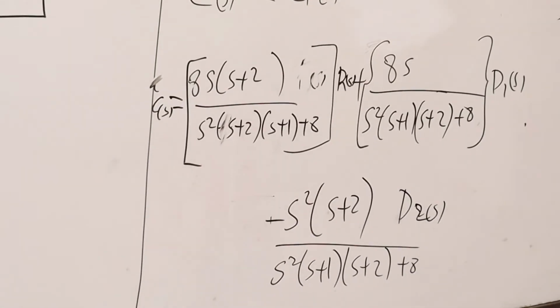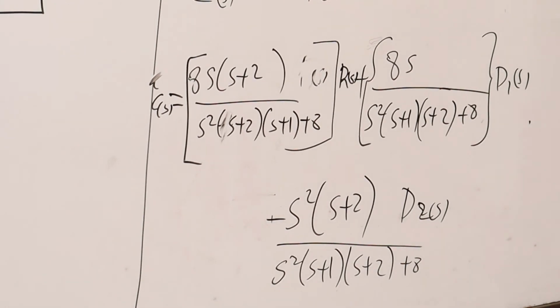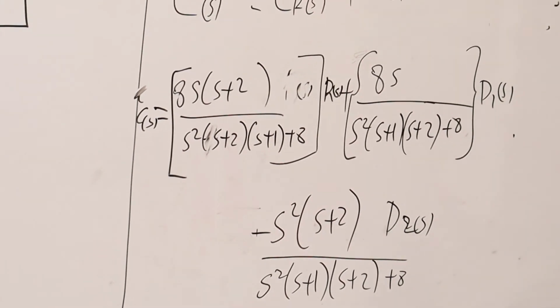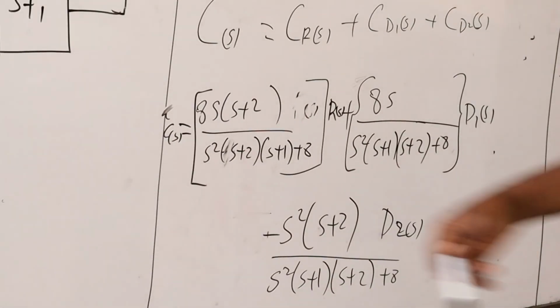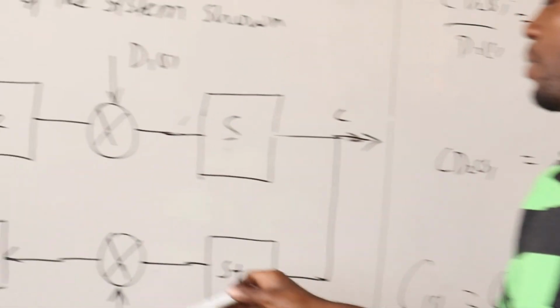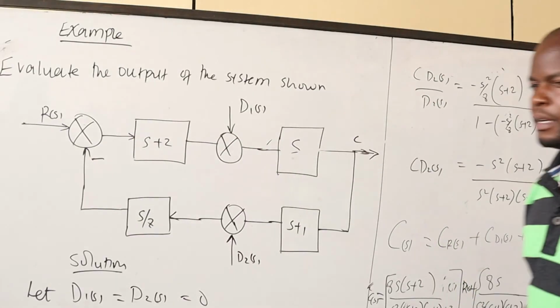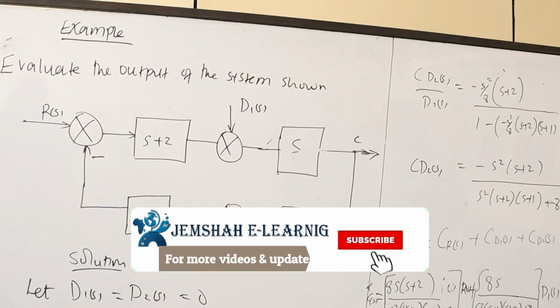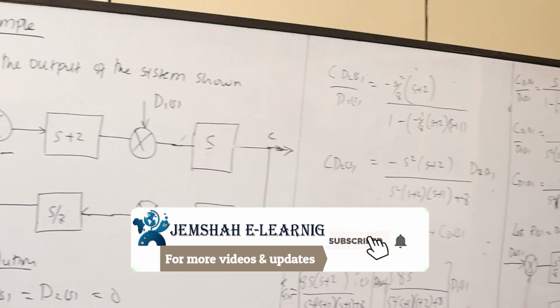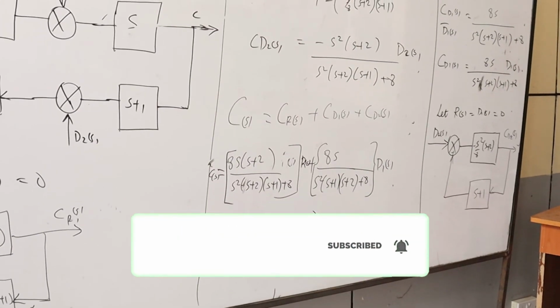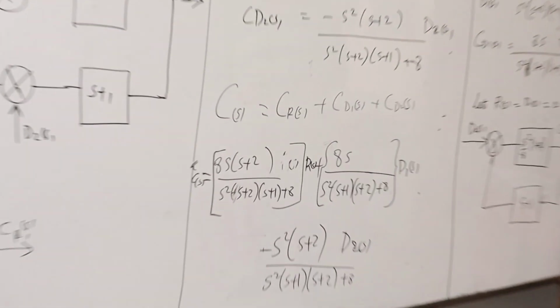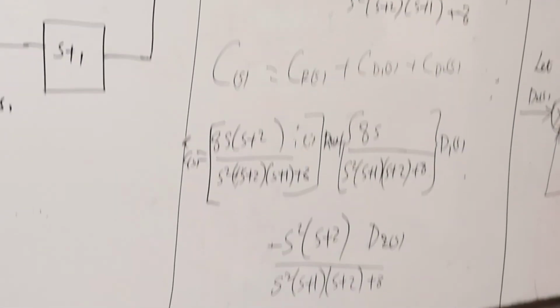So if you do that, then that is the overall output, and you shall have answered, evaluate the output of the system shown. So you have to consider this separately, consider that separately, consider that separately, get their corresponding outputs. Then later on, sum them up. And that is what we refer to as superposition theorem. So that is as much as we can do as far as block diagrams are concerned.